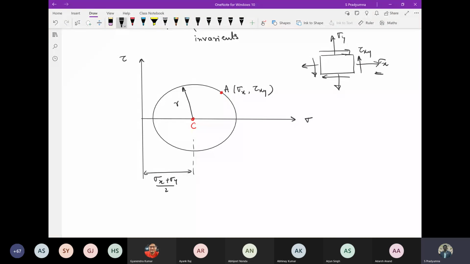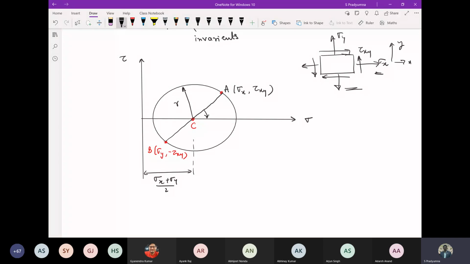Similarly, I locate sigma y, point B somewhere here, with coordinate sigma y comma minus tau xy. So I will join these lines. This is the state of stress corresponding to this one. This is the x-axis and this is the y-axis. Now I said that this horizontal sigma axis is the principal direction.